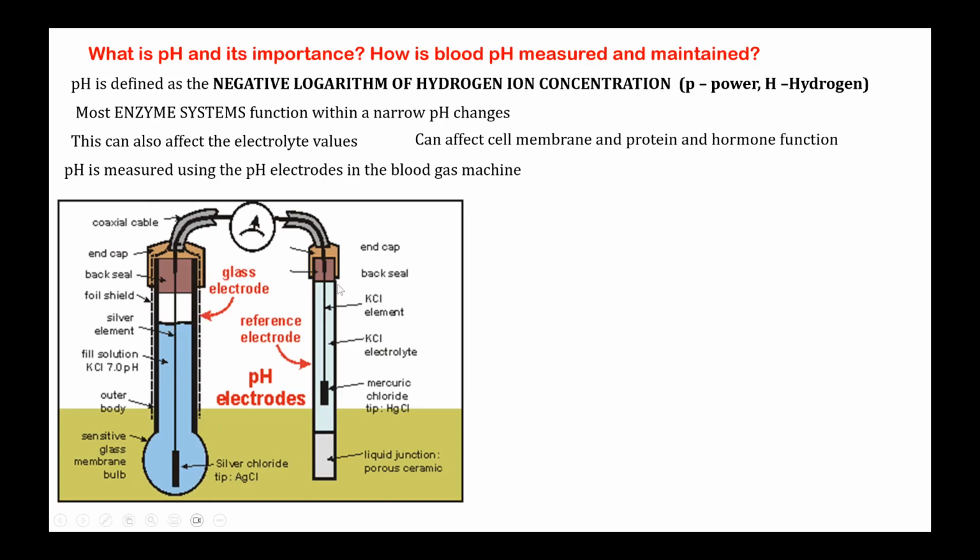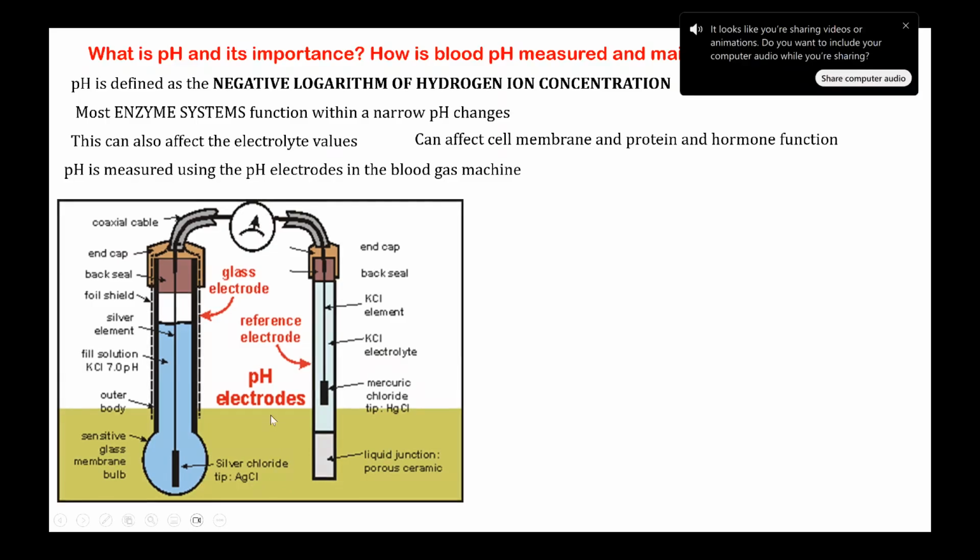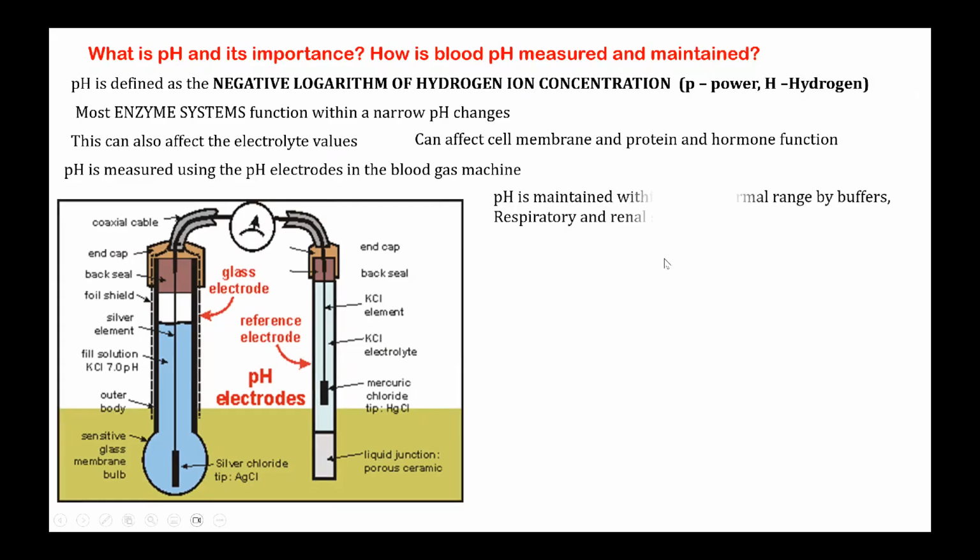Another is mercury chloride, again with potassium chloride as an electrolyte solution, buffer solution. So when you feed a blood sample into that, a voltage is created between the measuring electrode and the reference electrode based on the hydrogen ion concentration. Okay? So the reference electrode and glass electrode will show a difference in voltage in the ammeter. Based on that, it will give you the value of the pH.